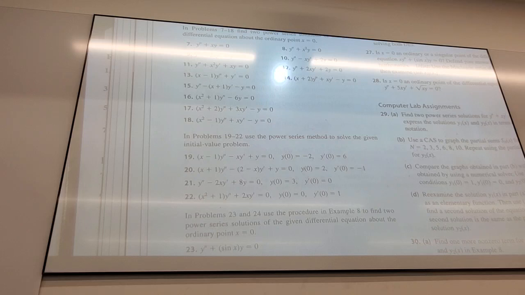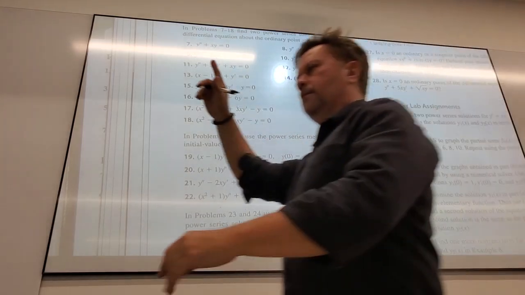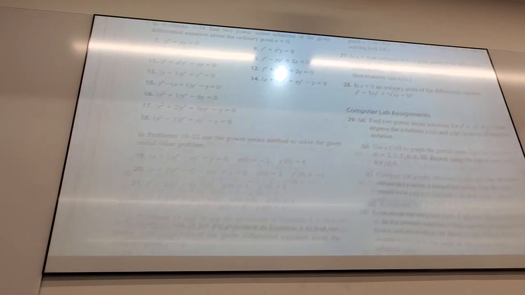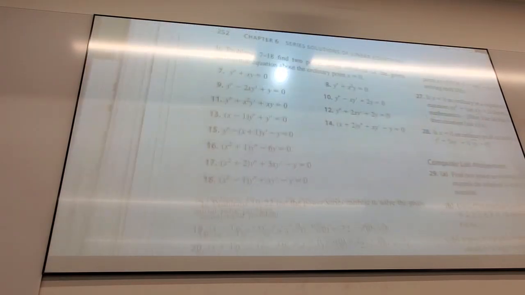All right, real quick. Does anyone remember the power series for e to the x? Yeah. Bless you. What's the power series for e to the x?